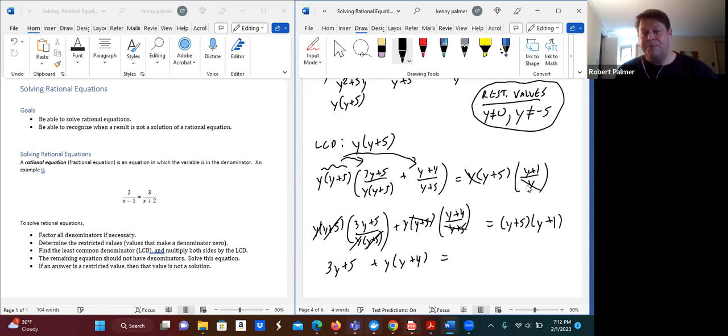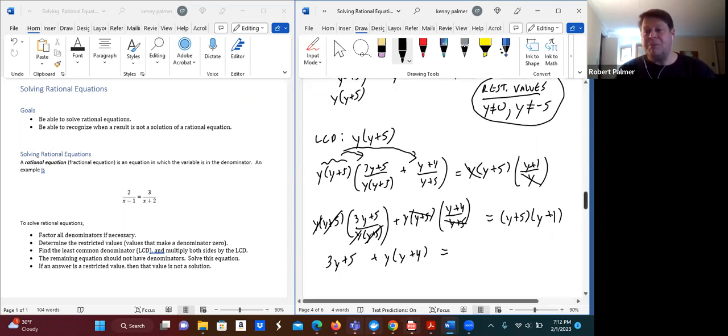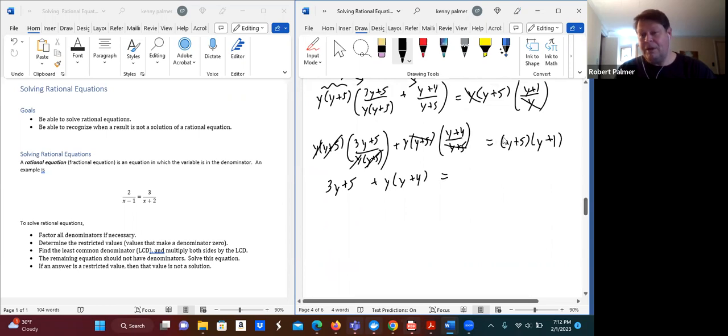Okay, so now I need to simplify each side of the equation separately before I actually try and solve it. So over here, either FOIL or distribute. I'm going to FOIL this. The first term, y times y, is y squared. The outer ones, y times positive 1, is plus y. The inner ones, plus 5 times y, is plus 5y. And finally, the last ones, plus 5 times plus 1, is plus 5.